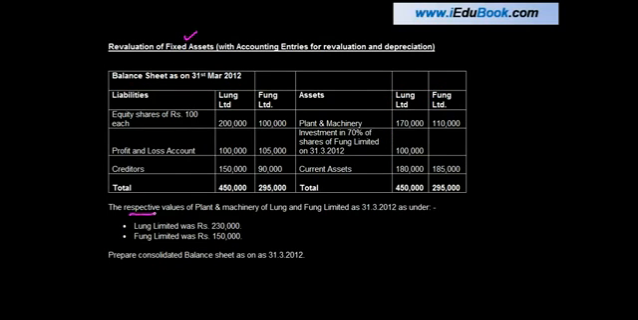And you are told that the respective values of plant and machinery of LIM and Fung as on 31st March 2012 are as under: 230,000 and 1,50,000. Prepare the consolidated balance sheet as on 31/3/2012.